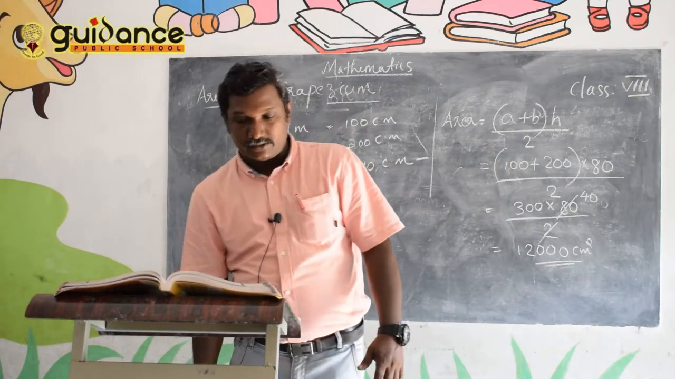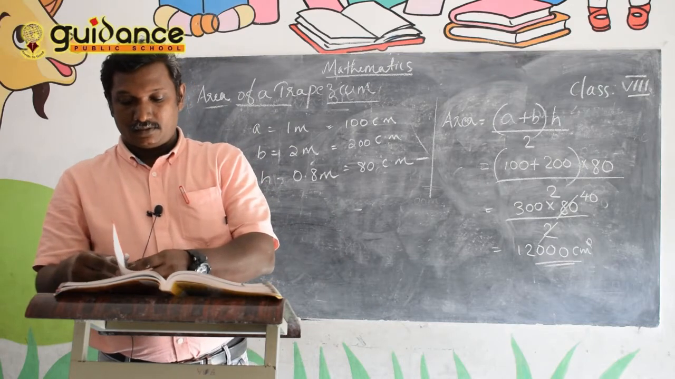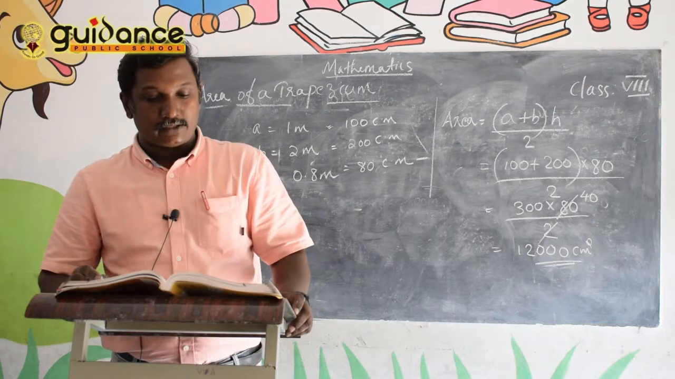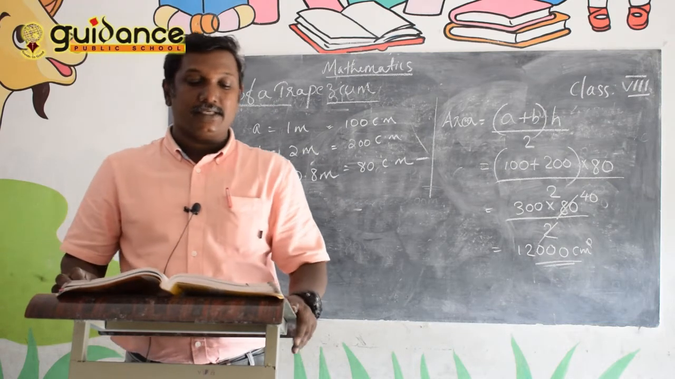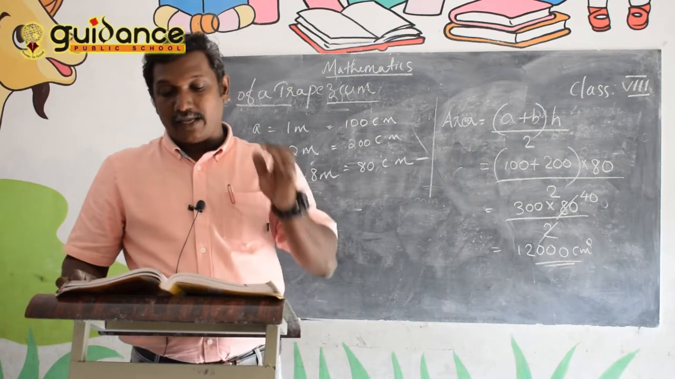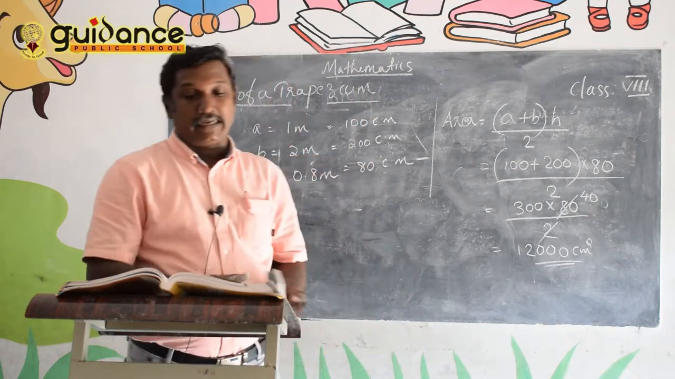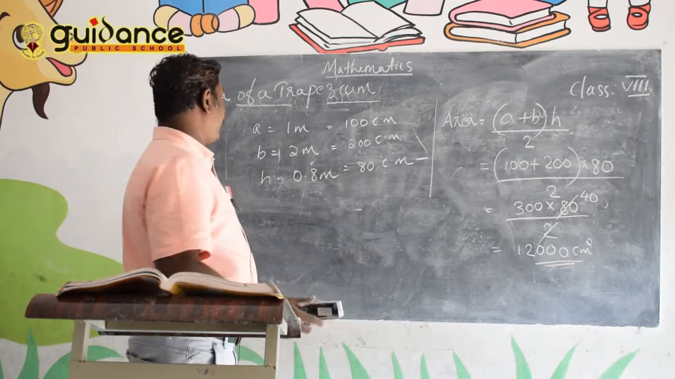Then another question is, the area of a trapezium is 34 centimeter square and the length of one of the parallel sides is 10 centimeter and its height is 4 centimeter. Find the length of the other parallel side. So from this question, given the area, we have to find out the length of the other parallel side.